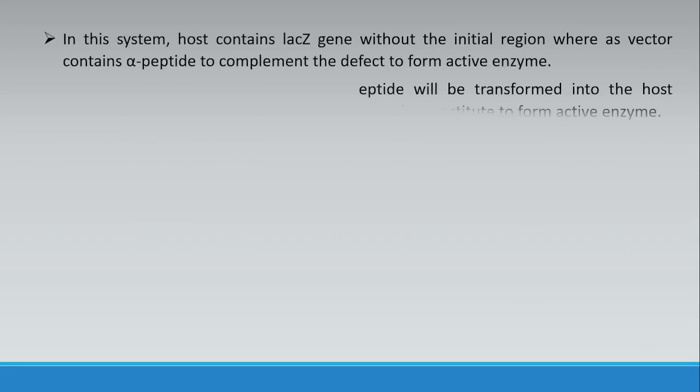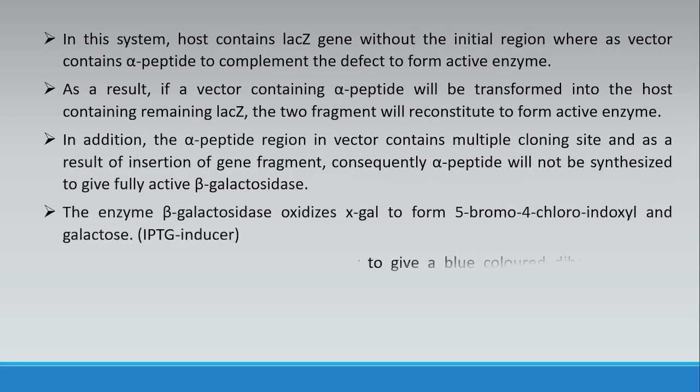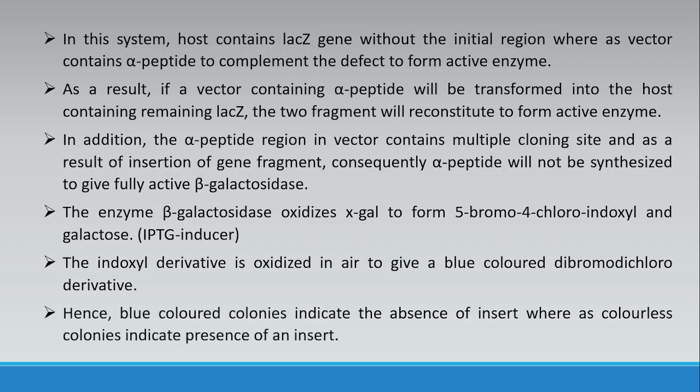So what do you mean by this here? You are going to use a host which is a mutant. The host which you are going to use contains only a part of the lacZ gene, that is, a lacZ gene without the initial region. Whereas the vector, that is the plasmid, is going to contain the alpha peptide to complement the defect to form the active enzyme. So what does it mean when you have a mutant host which is lacking the initial region of beta galactosidase, and the vector which has only the alpha peptide region of the enzyme?